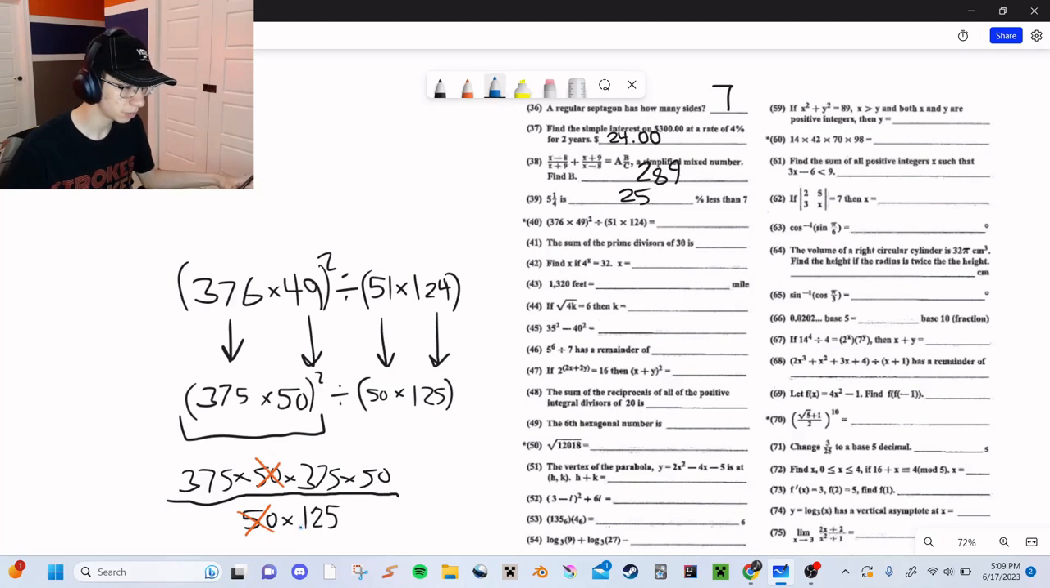And then this 125 divides perfectly into this 375, leaving me with a 3 on the top. And so that's why I rounded here, so I can get these clean cancellations. And so now I've got some clean numbers to work with. All I have left in this question is 375 times 3 times 50.